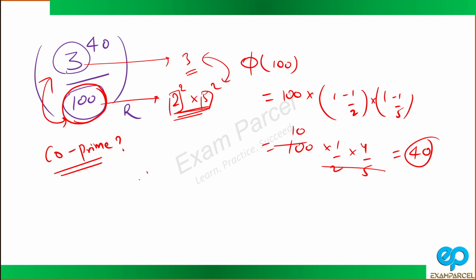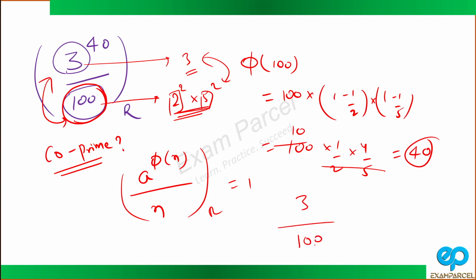So the theorem says that a raised power phi of n divided by n, remainder is 1, right? So a is 3, n is 100, and phi of n is 40. So remainder would be 1, right? And this is what the question is asked, right? So the correct answer is 1. I hope this is clear to you.